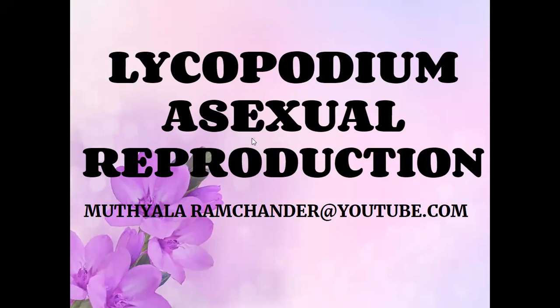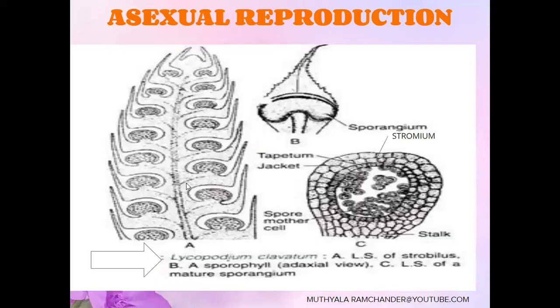Lycopodium asexual reproduction is done by strobili or cones. On the terminal part of each branch of the sporophyte, cone-shaped structures are present. They are called strobili or cones. A cone contains a central axis called the cone axis or strobilus axis. Around it, leaf-like structures are present in a spiral manner. These are called sporophylls. The sporophylls show a dorsal region and a ventral region. On the dorsal region of the sporophyll, an egg or ball-like structure is present, called the sporangium.